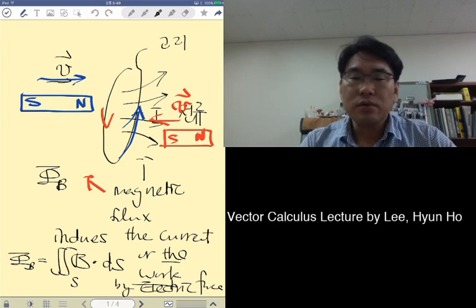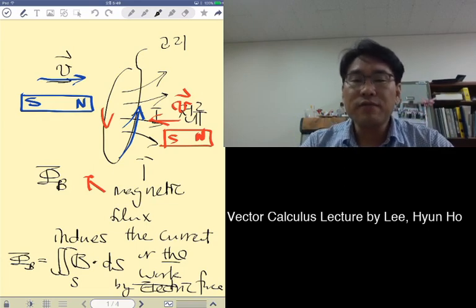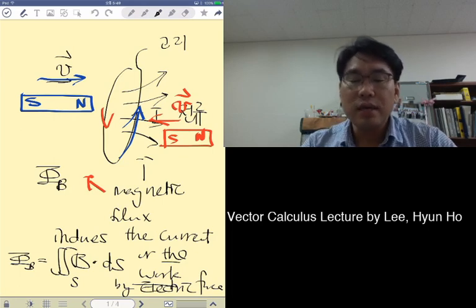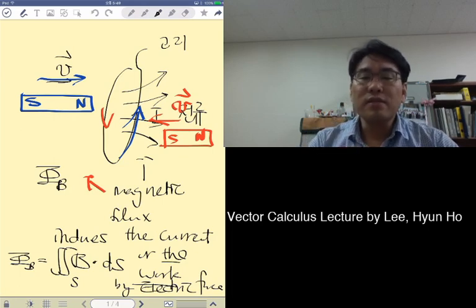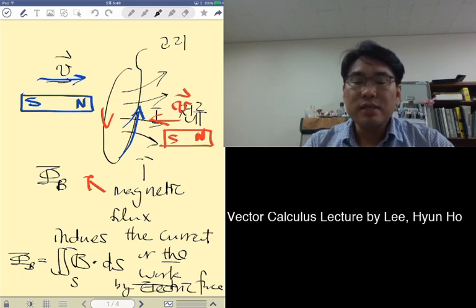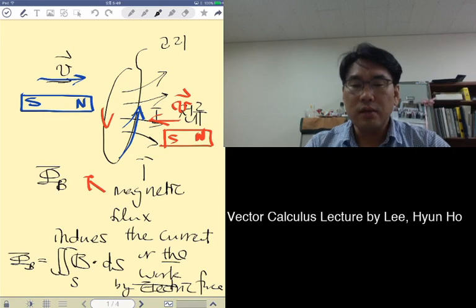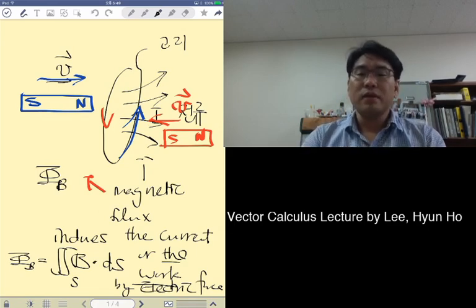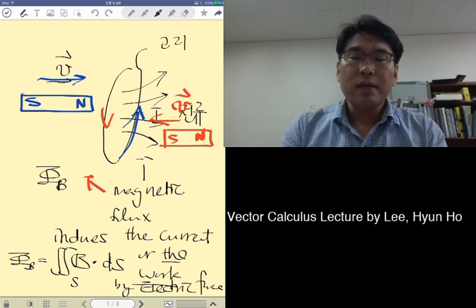In such a way, we assume that there's no time change. I mean, there is no magnetic field present. Then we were able to say that the electric field is coming from the point charge only. In that case, the electric field has an electric potential. Okay, so that's another story.